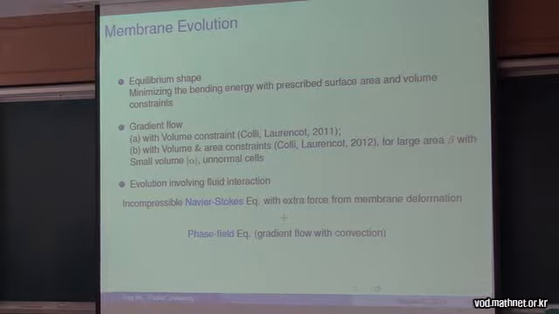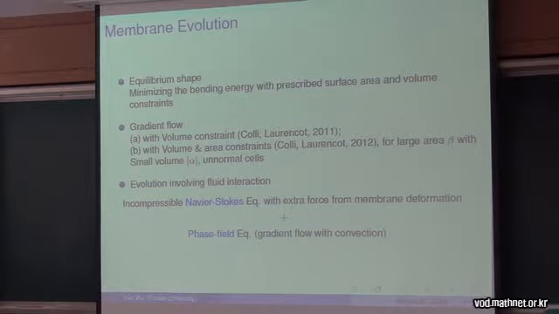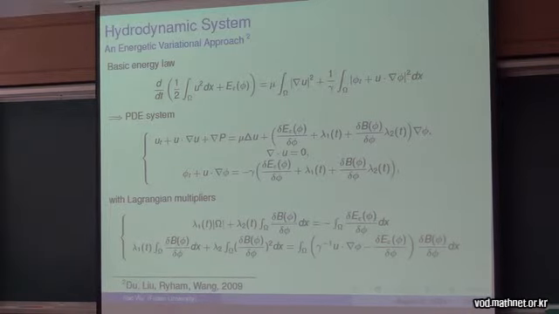So now we will focus on the evolution with fluid interaction. Basically, we will have two equations on the next page. The first equation is the incompressible Navier-Stokes equation for the fluid, but with a force due to the interaction between the cell membrane and the fluid. And the second one is the phase field equation, which is a gradient flow for the elastic energy, but with convection due to the fluid. So now we look at the hydrodynamic system.